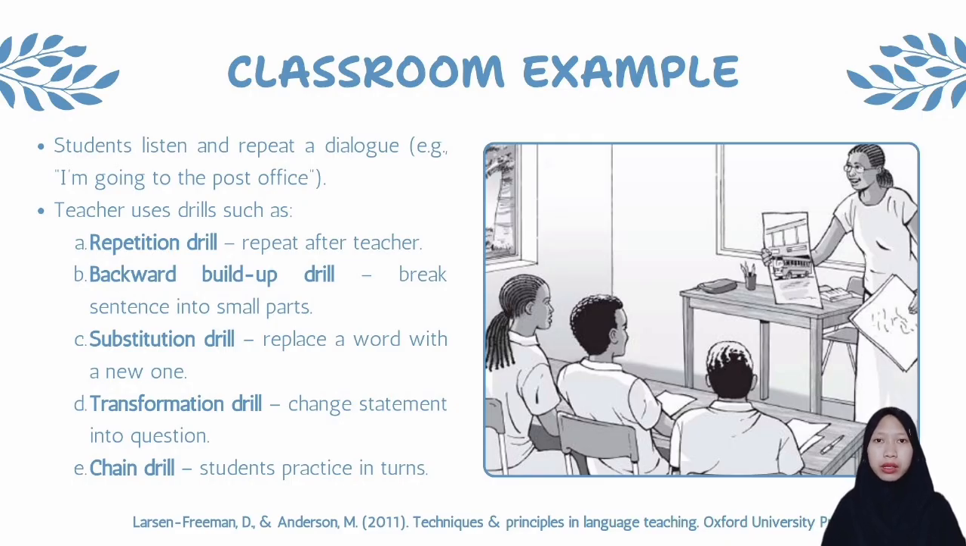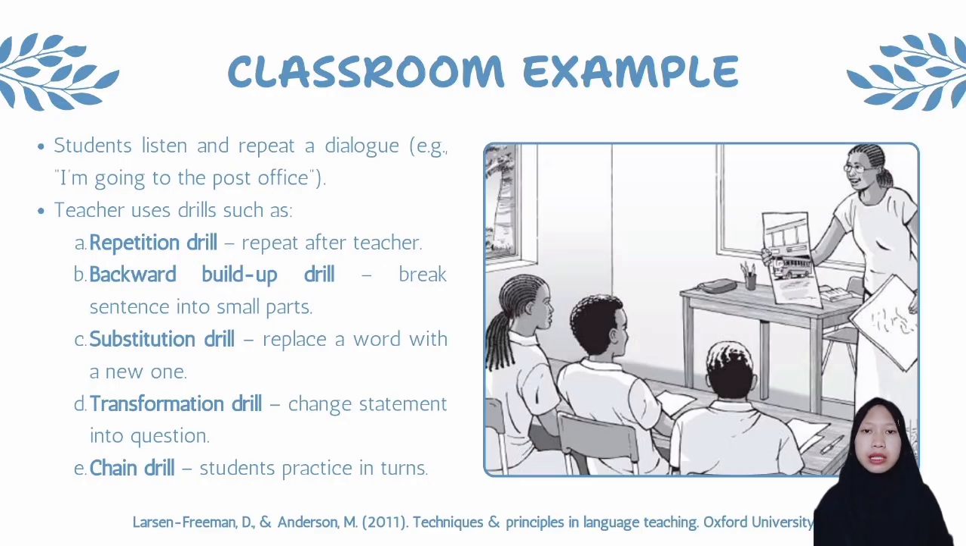There are several kinds of drills in the audio-lingual method. First, the repetition drill. In these drills, students simply repeat after the teacher. It helps them practice correct pronunciation and rhythm. Second, the backward build-up drill. If a sentence is long or difficult, the teacher breaks it into small parts. Students start repeating from the end and then build up to the full sentence. This makes it easier to say correctly.